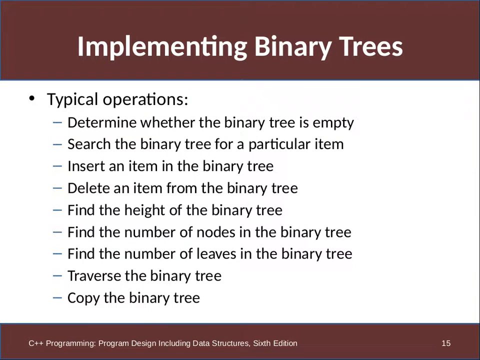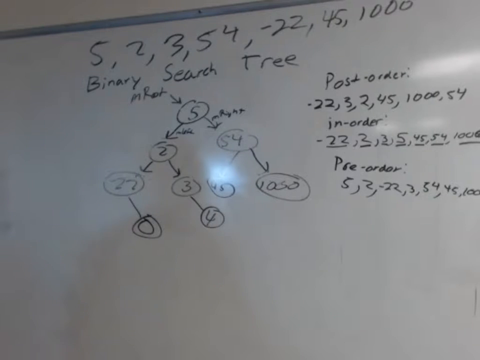All right, let's see. Find the number of nodes in the binary tree. Hopefully you can do that by just traversing through it and finding out. Find the number of leaves. Hey, we didn't say what a leaf was. What do you think a leaf is inside of a binary tree? Like an end one which points to 2 nodes.